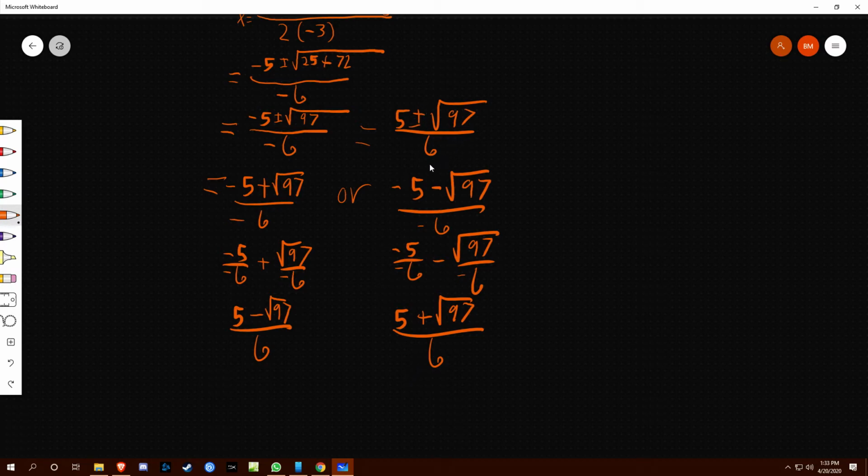And this is it. This is done. This is simplified. It's the best we can do. Square root of 97 can't be reduced. So we're kind of done with this one. That's the final answer. It's ugly, but that will be acceptable. We're going to have ugly answers, and not everything's going to be pretty, unfortunately.